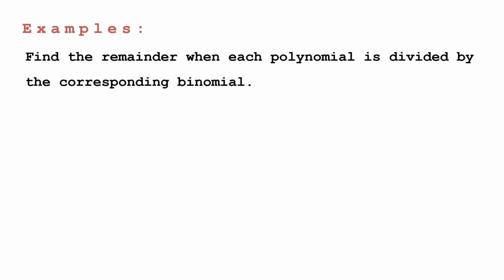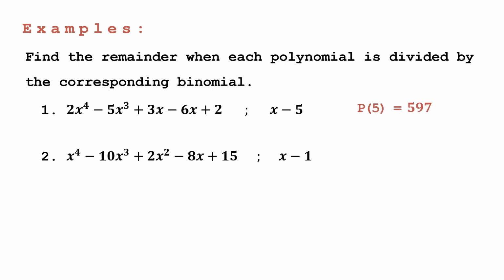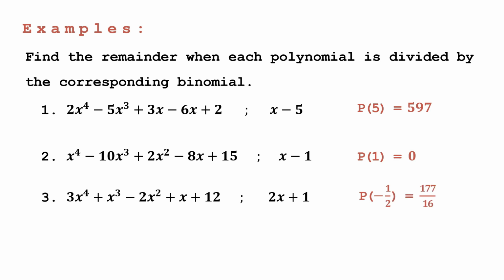Let us gather all the answers of our examples. For the first example, we have the remainder of 597. For number 2, we have the remainder of 0. And for number 3, we have the remainder of 177 over 16.